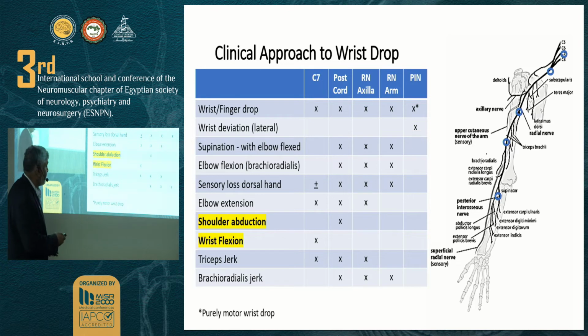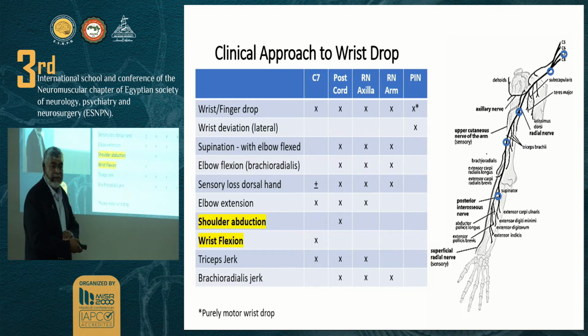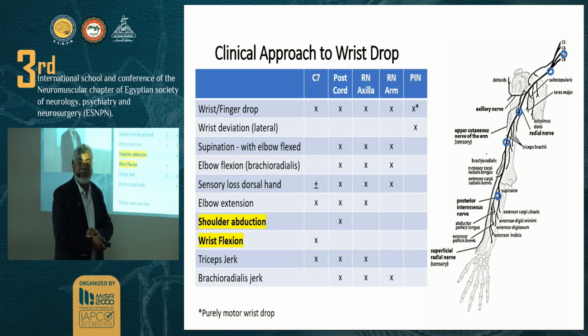And then, of course, the triceps jerk, which we said is very key, and the brachioradialis jerk. The brachioradialis jerk, or supinator jerk as we call it, right over here, is a C5-6 jerk. It's spared in C7 radiculopathies. So wrist flexion is affected, but the brachioradialis is normal. Got it?